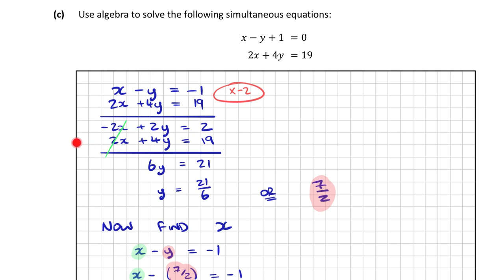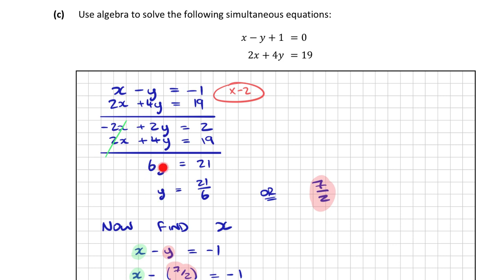Because I'm adding these equations, I can say that 2y plus 4y gives me 6y. Similarly, 2 plus 19 gives me 21. I'm looking for a value for my y's and a value for my x's. In this case, it's easy to get a value for my y's because here I'm saying 6 times y gives me 21. So in order to be able to solve for y, I need to be able to find out what 1y is equal to.